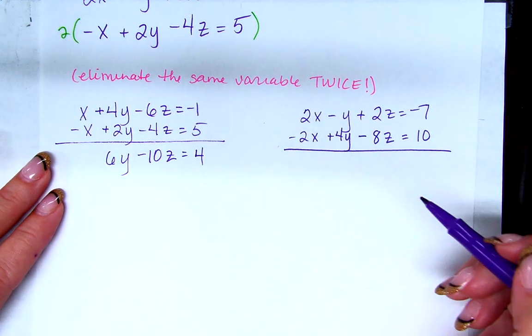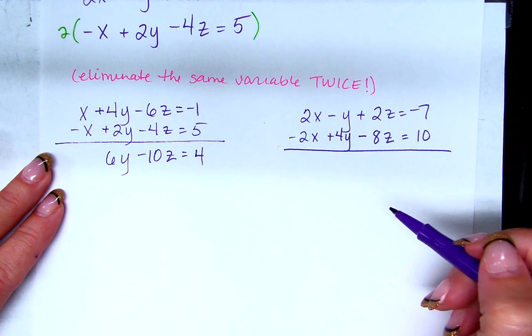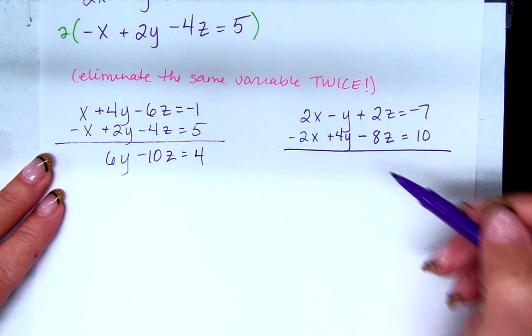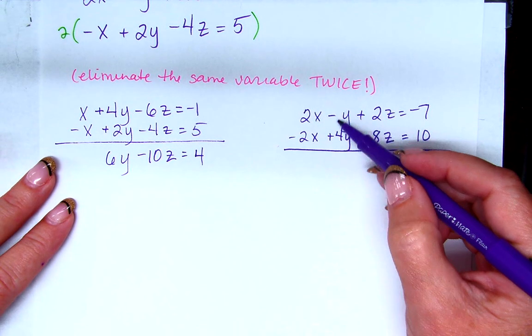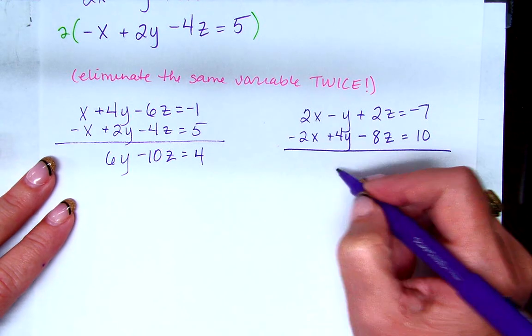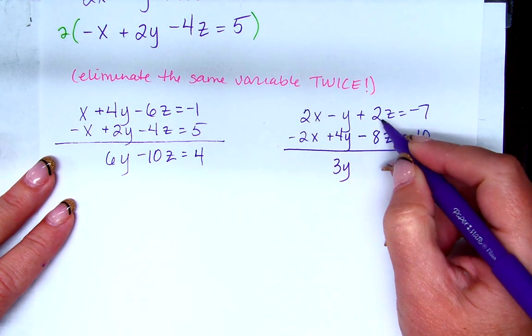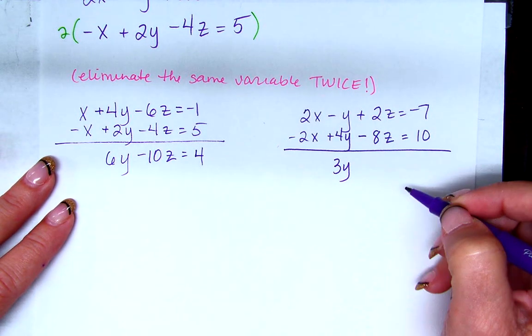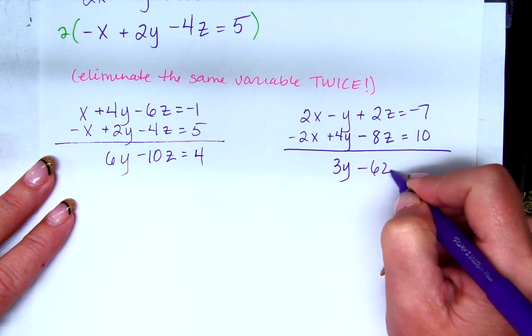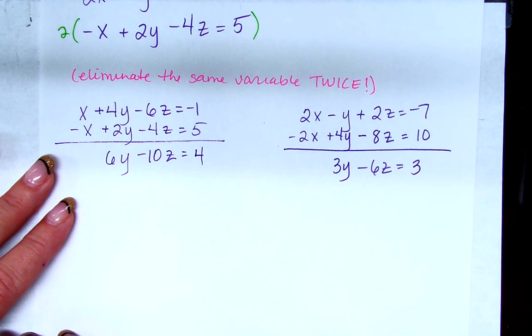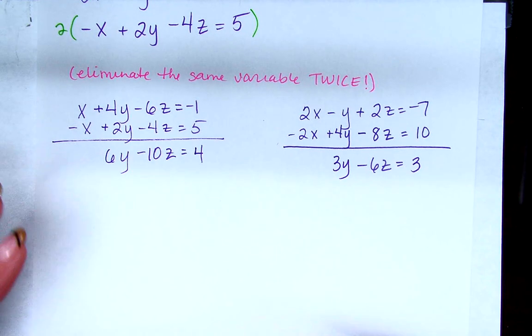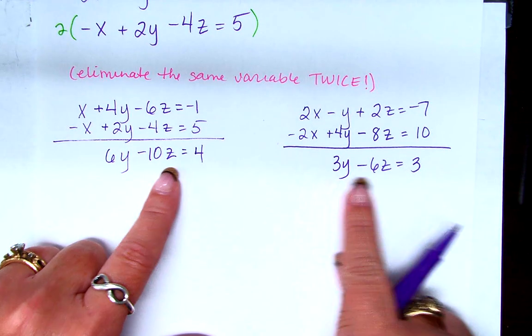2x and a negative 2x? Oh, wait, sorry. 0, very good. No, I appreciate it. Negative 1 and positive 4y? 3y. 2z and negative 8z? Negative 6. And negative 7 and 10. Okay. Easy money. Now I have these two.